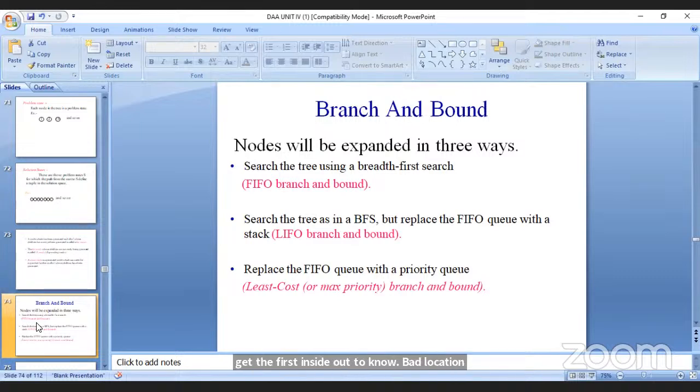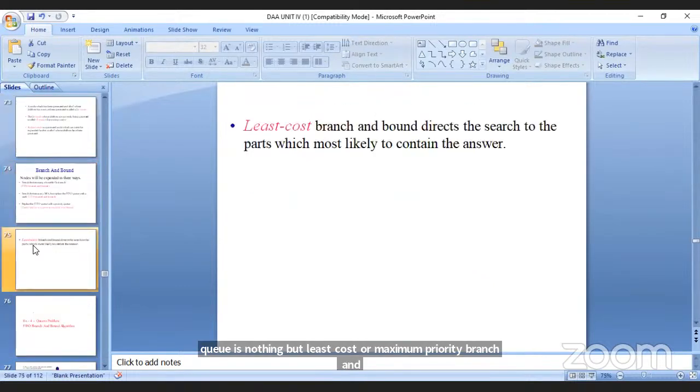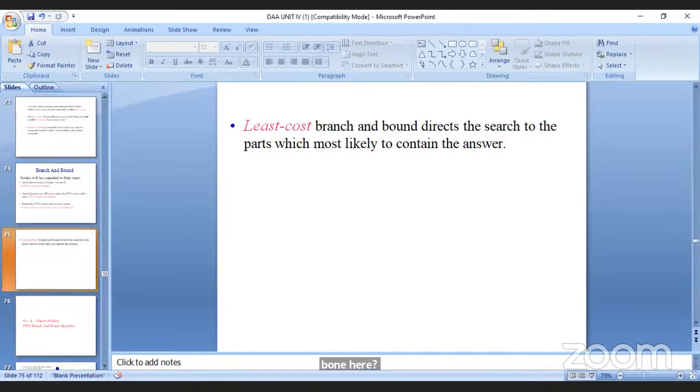Stack means LIFO: the one which comes inside first will go outside last, right? Last in, first out. Next, you are replacing this FIFO queue with a priority queue. Priority queue is nothing but least cost or maximum priority branch and bound. Clear? So in this least cost, you have different applications. One is the knapsack problem and one is the traveling salesperson problem. Just now I told you what the traveling salesperson problem is. Let us just open that.